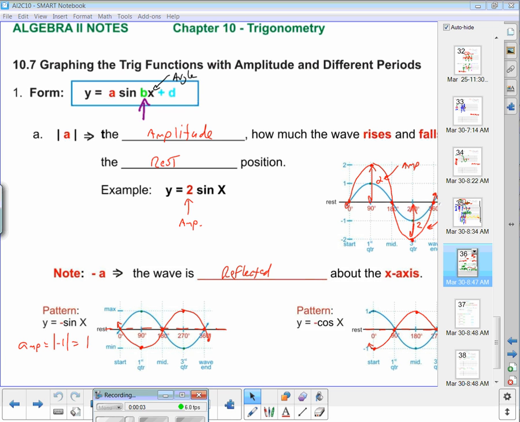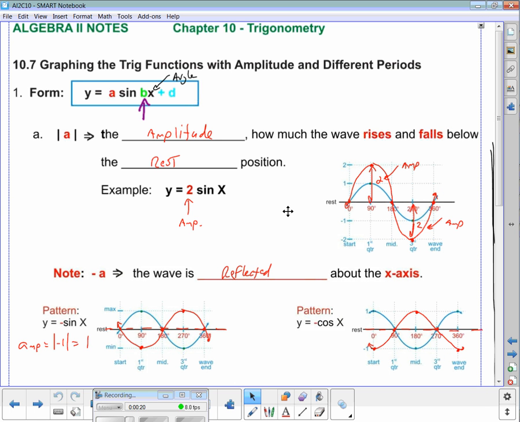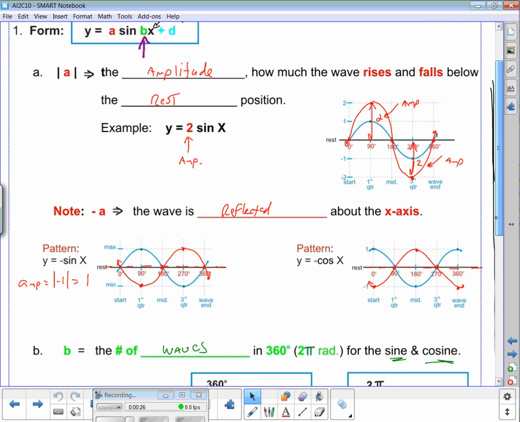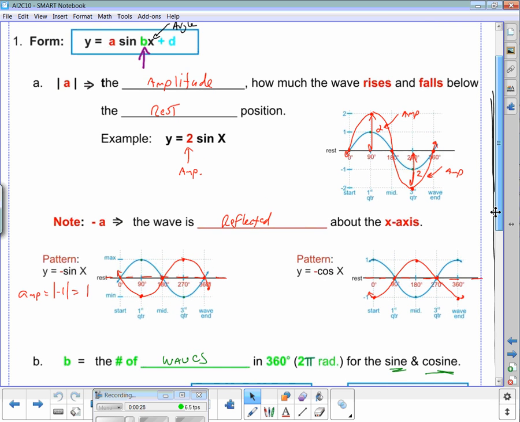Okay, so we were looking at the aspects of having a different amplitude, having a different period, and even possibly having a different vertical shift in the wave. We talked about the amplitude yesterday, how far or how high or how low the wave falls above the rest position. And so the amplitude is going to be the multiplier of the trig function.